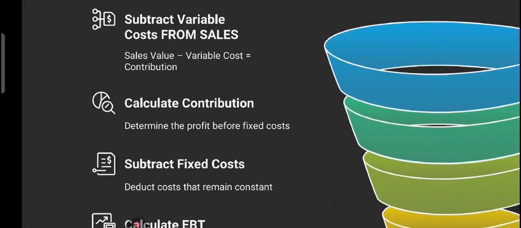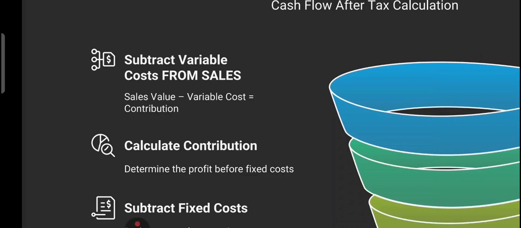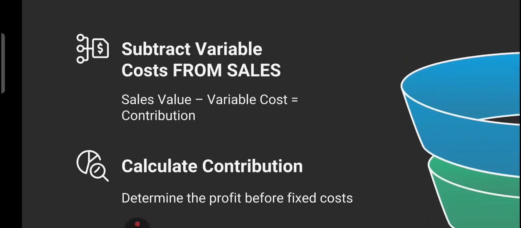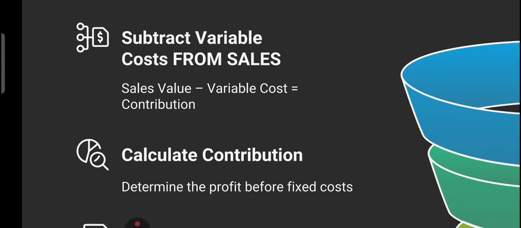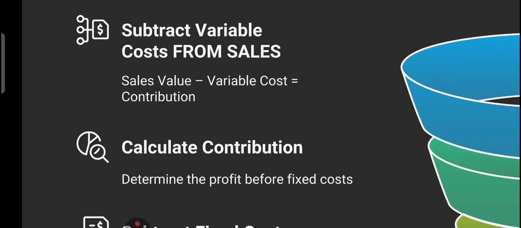First of all, we start with something called sales. As you can see, we start with the sales, then we subtract the variable cost. What is variable cost? Like raw material cost or direct labor cost. These are the variable costs. So start with sales value, subtract the variable cost, and you are left with something called contribution. What is contribution? Contribution means your profit before covering the fixed cost. So sales value minus variable cost gives you contribution.